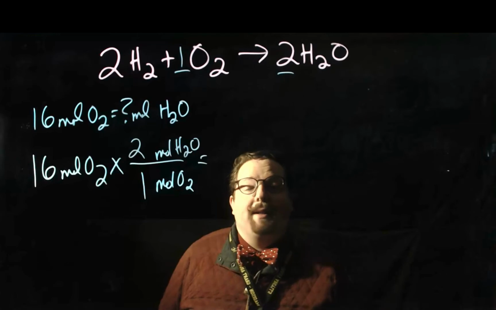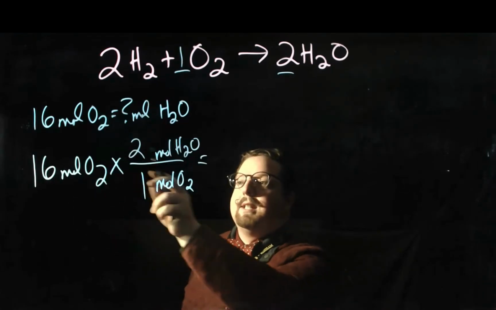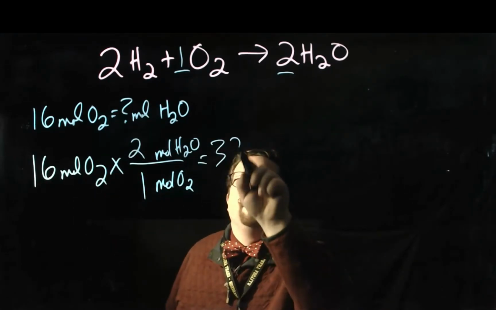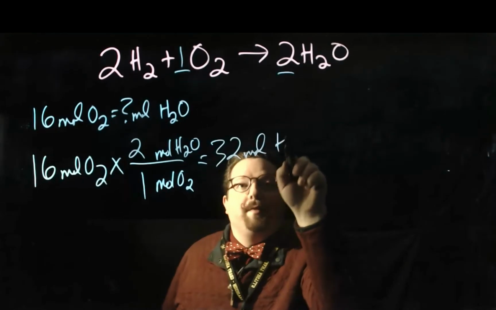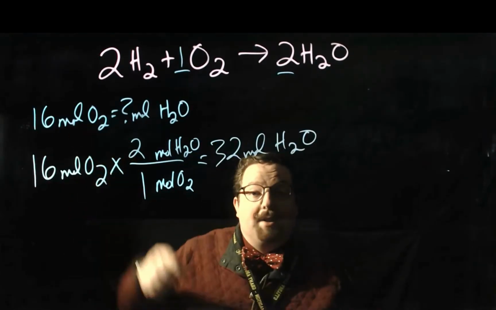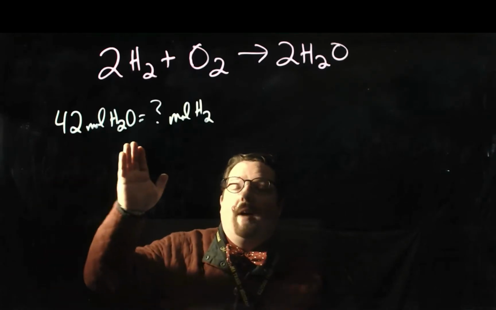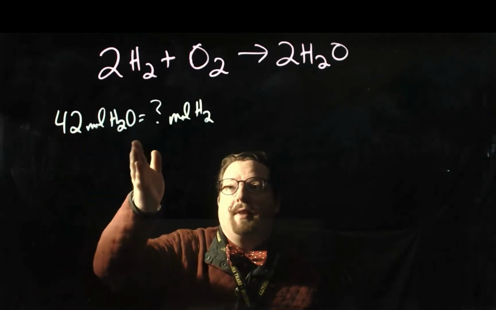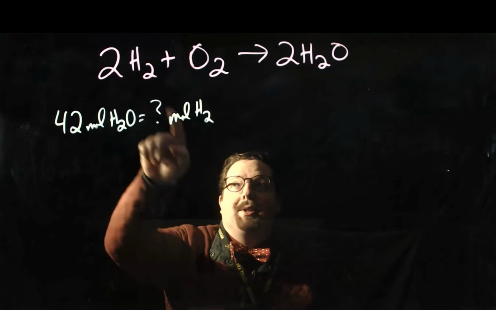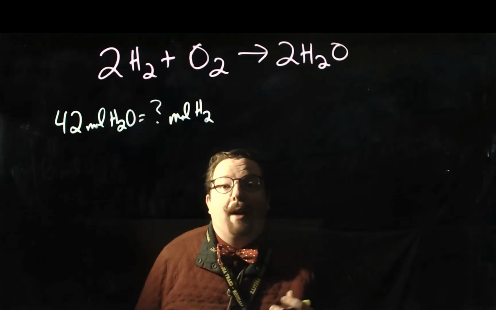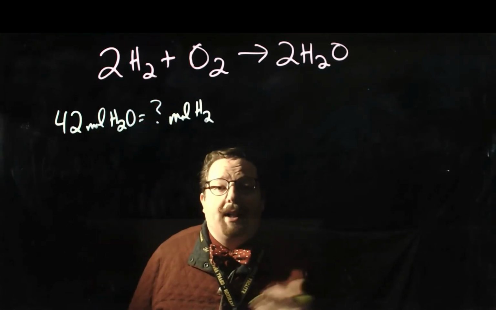And now we just multiply the tops and divide by the bottoms. So 16 times 2 is 32. We would make 32 moles of H2O with that amount of oxygen. Okay, a similar but different problem would be if I want to make 42 moles of H2O, how many moles of hydrogen do I need to react with oxygen? Do that the same way you did the last one.